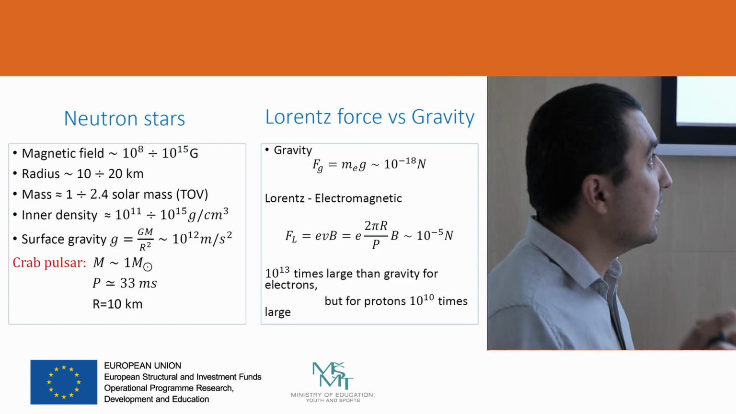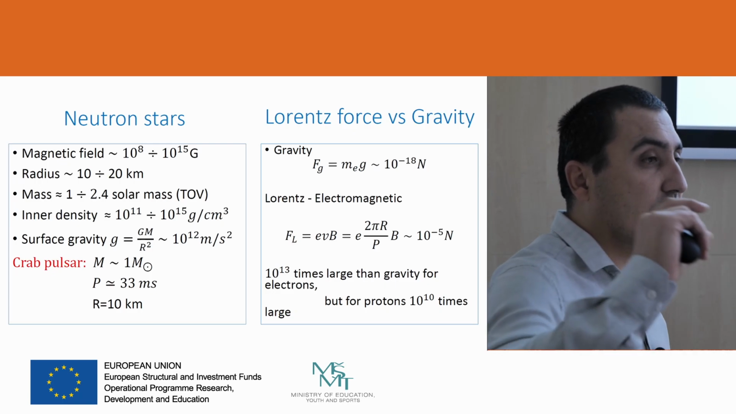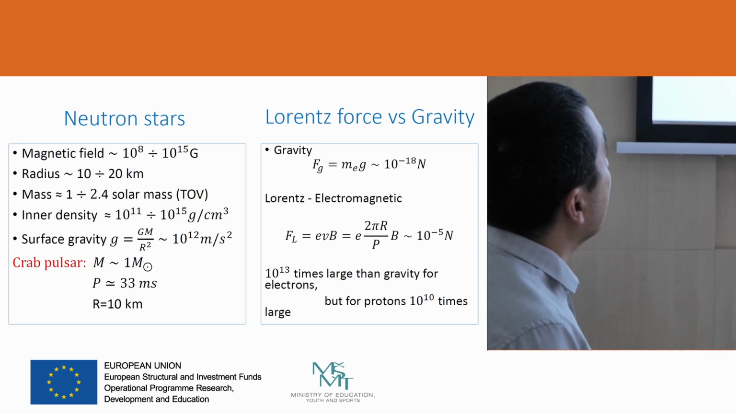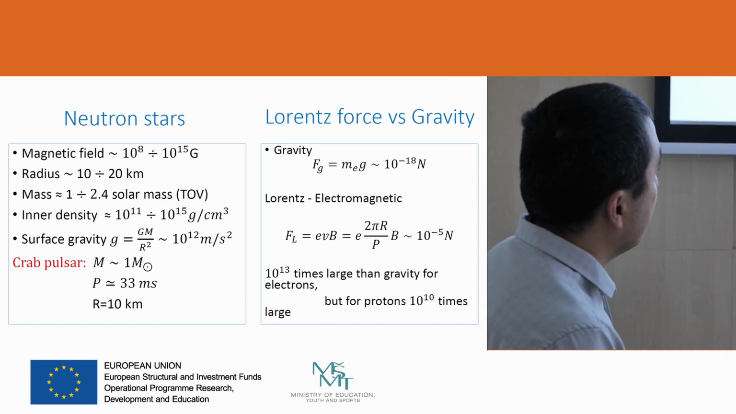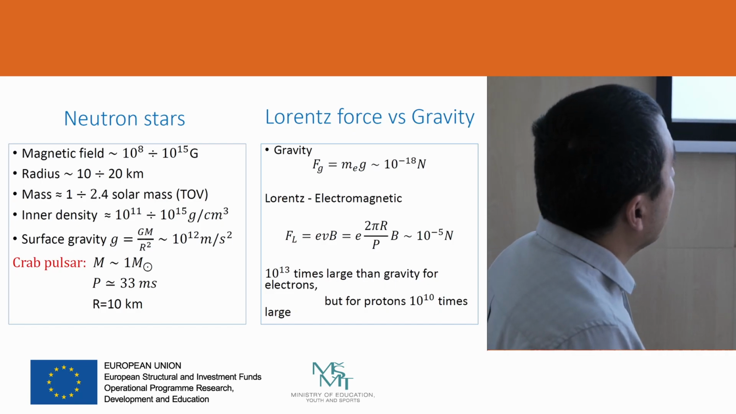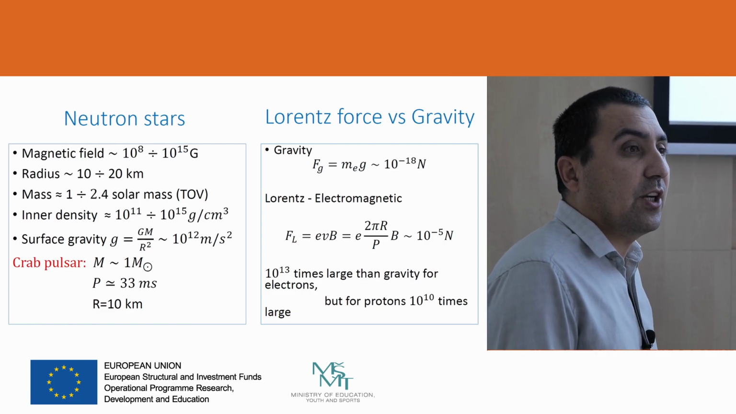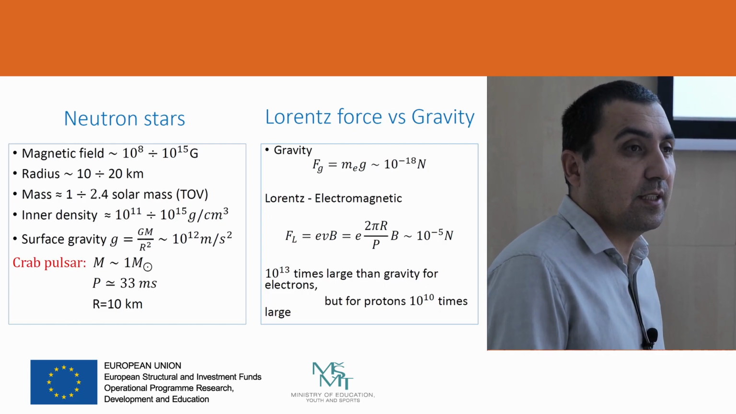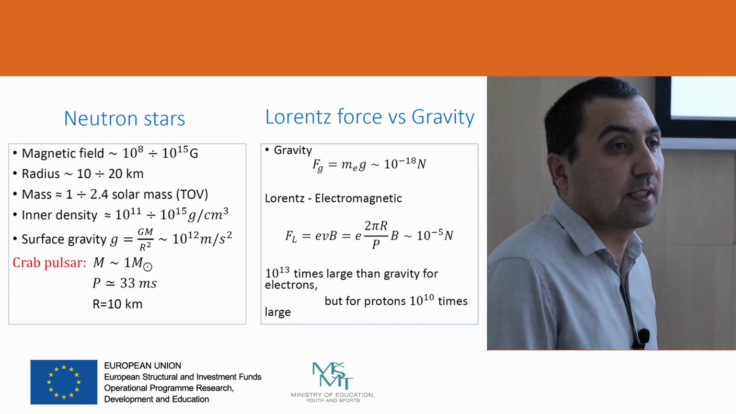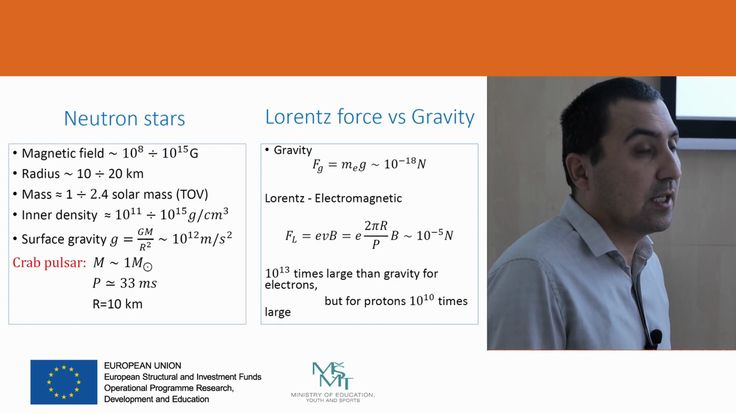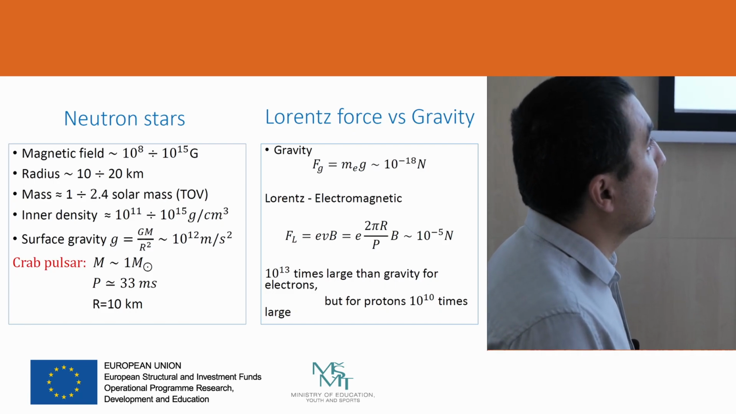It is very dense, on the order of the density of neutrons, and the surface gravity is almost 10^11 times stronger than the gravity on Earth. For us it is approximately 10. You see, it is very strong.